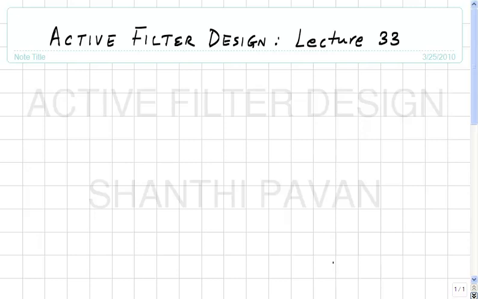All right. So, this is active filter design, lecture 33. In the last class, we looked at various issues regarding the differential pair, and we said that the differential pair is nonlinear. We also discussed how one might improve the output impedance of the PMOS current sources by cascoding.